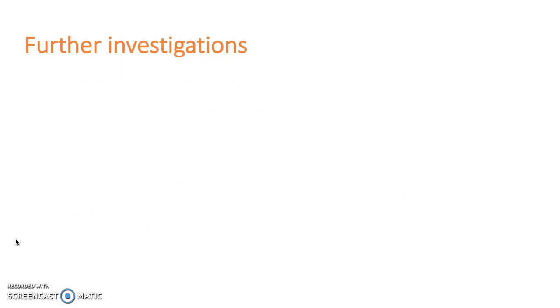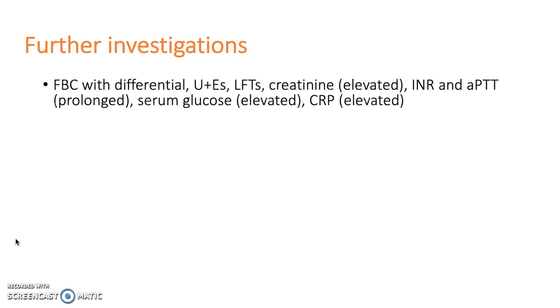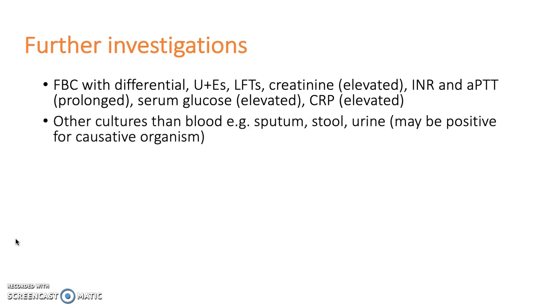Further investigations can be considered to check a patient's condition and to guide further treatment. Normal blood tests can be performed, including FBC, U&Es, LFTs, creatinine, INR and APTT, serum glucose, and CRP. Cultures other than blood cultures may be useful. Choose samples based on where you think an infection is coming from. For example, sputum for pneumonia, stool for a gastrointestinal cause, or urine for a UTI.